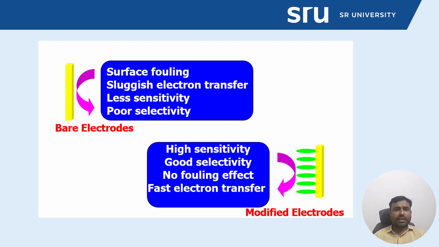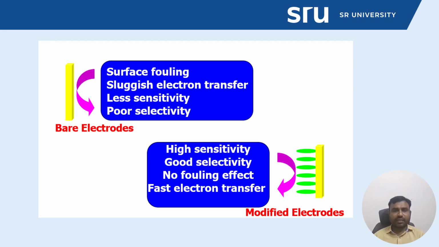And the synthesis parameters highly affect the formation of the morphology of the product. So this is the basic thing. The electrode material plays the main role in getting high sensitivity and selectivity, and in enhancing fast electron transfer.